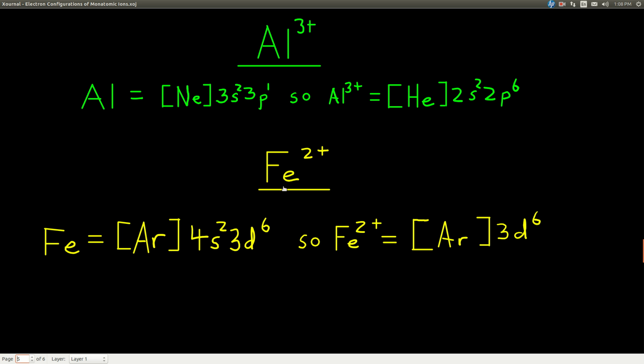Now, iron with a +2 charge. Well, the neutral iron atom is argon 4s2, 3d6. Now watch, even though the last electrons that we put in were the 3d's, the highest shell or level that's occupied is the n=4 level. So we're going to take the 4s electrons out before we take the 3d. So iron 2+ would be argon 3d6. If it was iron 3+, now we take one of these out and it would be argon 3d5 for 3+.